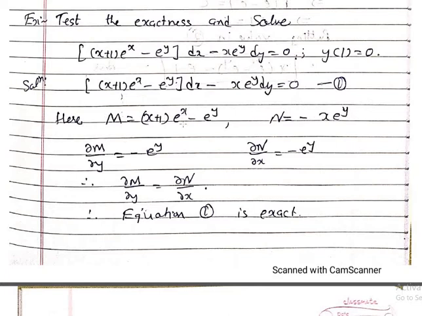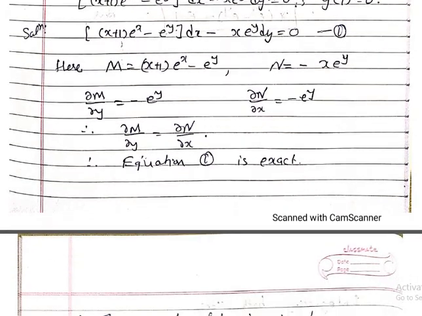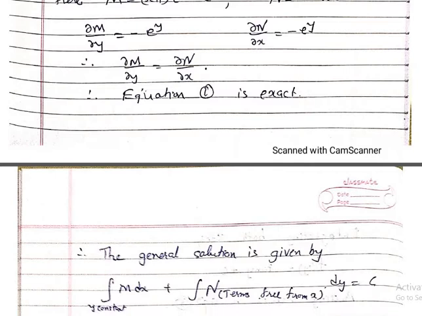So derivative of M with respect to y will be -e raised to y, as terms of x are 0. In the same manner, del N by del x is equal to -e raised to y, and that's why del M by del y and del N by del x will be the same, and therefore equation 1 will be exact.